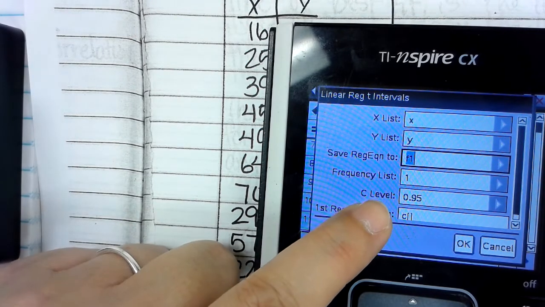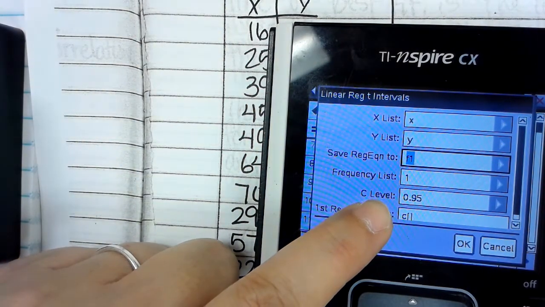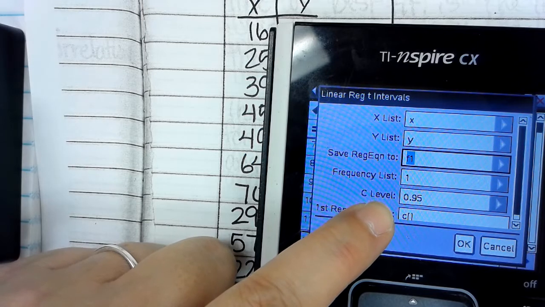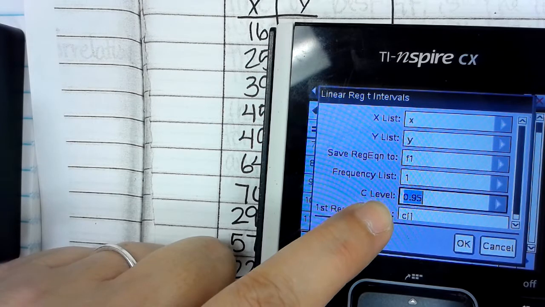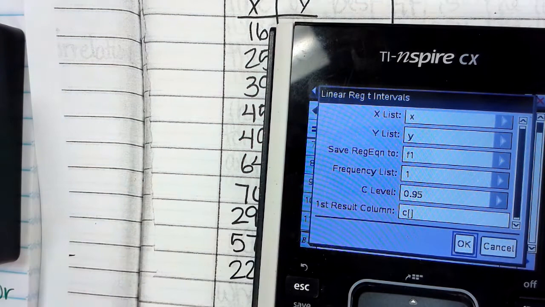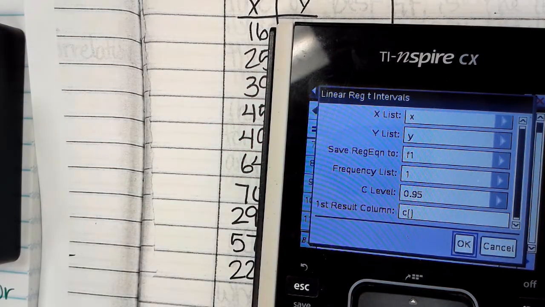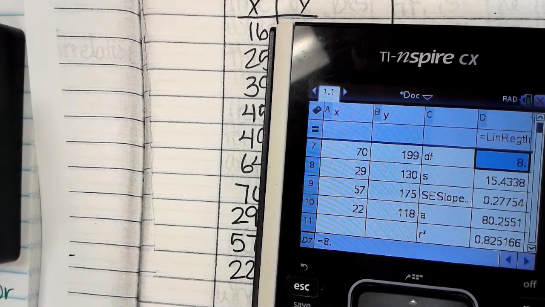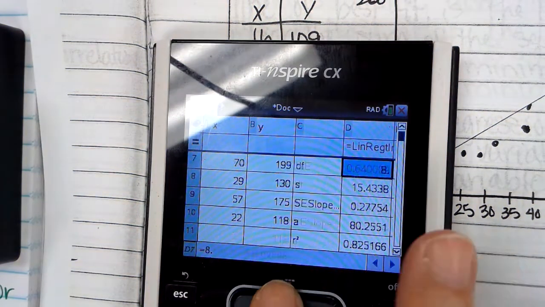Again, unless I tell you otherwise in the problem, C level should always be 0.95. The only other way it would be is 0.99. Okay, so we go to OK and we click. Now you will see a couple of pieces of information.